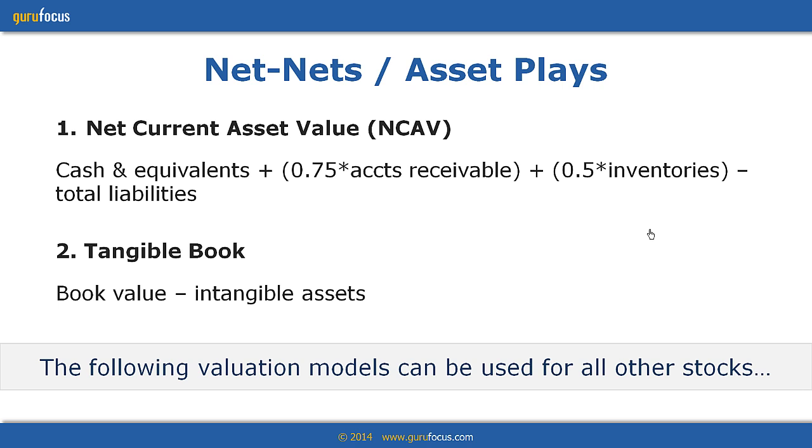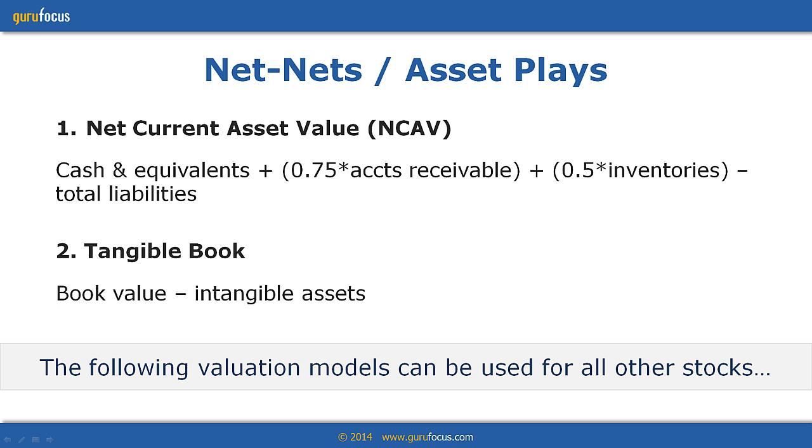So these are really the only two you want to use for net nets and asset plays. I mean, you're just basing it off of the balance sheet. What is there by book? What is it worth if it closed its doors tomorrow? And can I get it at a discount of that? Now, what do you want to look at for these? Well, you want to look at the income statement, okay, to make sure they're not bleeding cash.